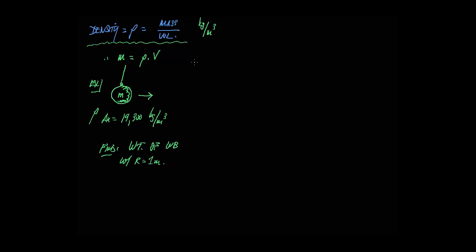Well, we know from earlier that weight is the force of gravity on something, and the force of gravity on something is mass times gravity. Since we've already rearranged this idea of density with the mass, we can change that to density times volume times gravity. So we're going to put 19,300 in there for the density. What do we put in for the volume?